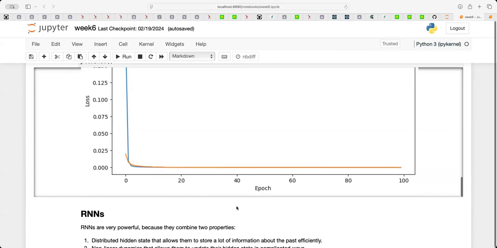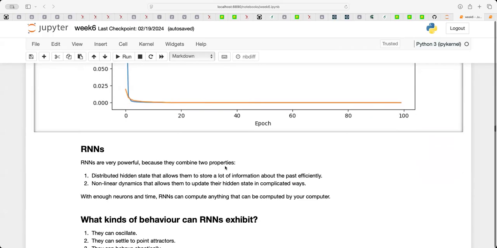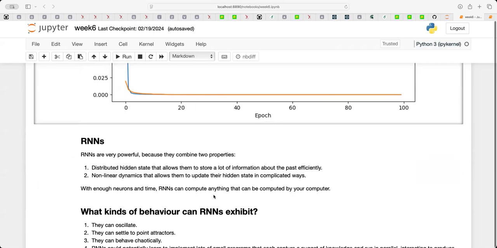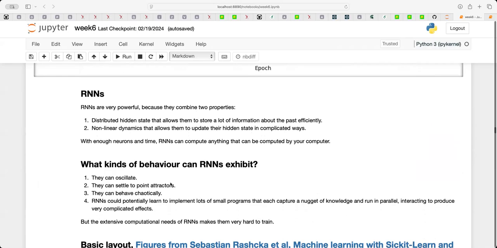So they're very powerful in general because they combine two properties. You have hidden states, which allow them to store information. So you can actually store information about the time evolution, and especially about the past, in a very efficient way. And you have nonlinear dynamics that allow them to update the hidden state in complicated ways. So this is one of the claims. What you see here is a typical claim you will find in the literature: with enough neurons and time, you can train almost everything.